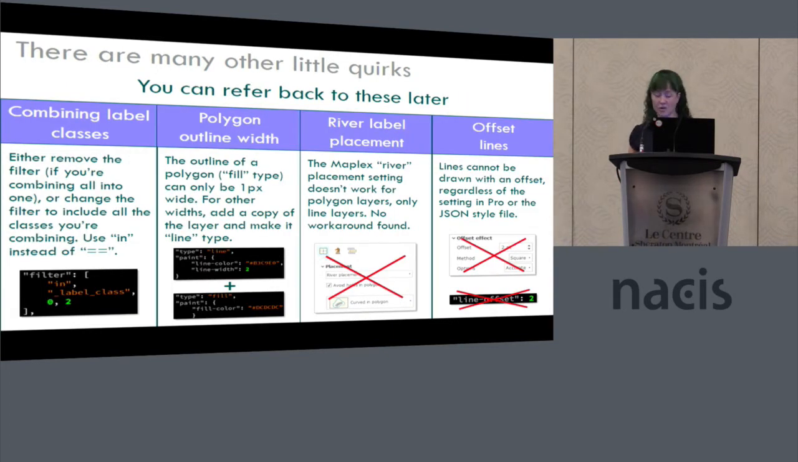There are a lot of other little quirks, which I'm just going to quickly gloss over. The first two are sort of Mapbox style specification quirks, and then the other two are bugs that I found. You can't use rivers placement, label placement for polygon layers, and I could not get lines to offset no matter what settings I used.